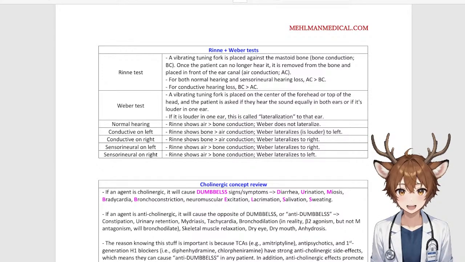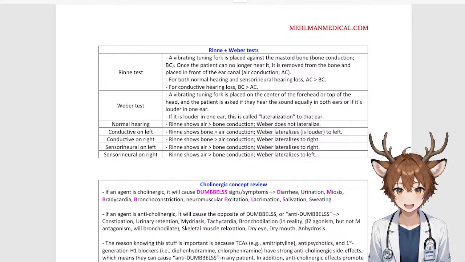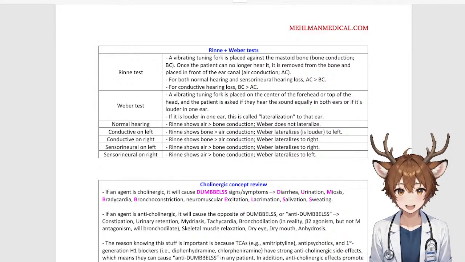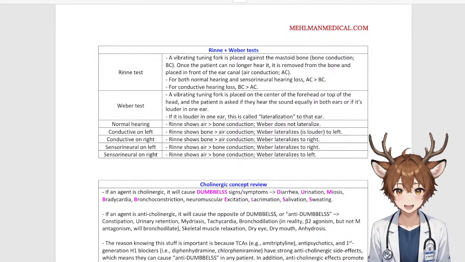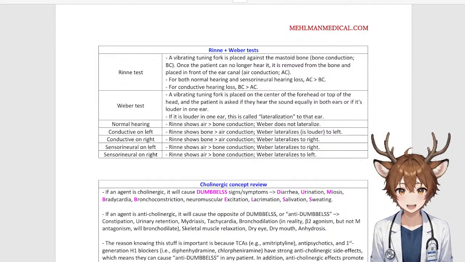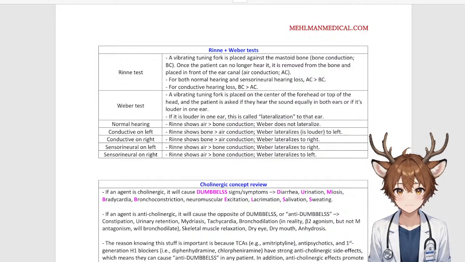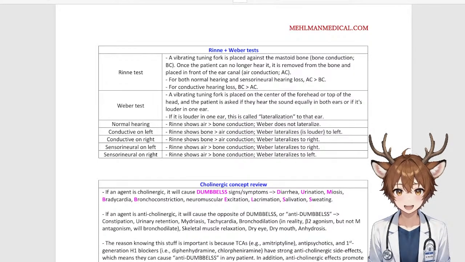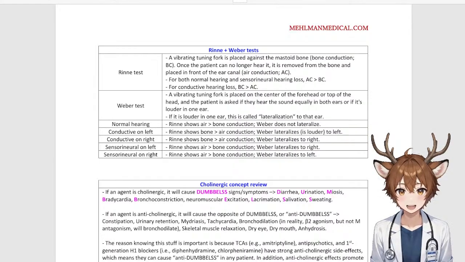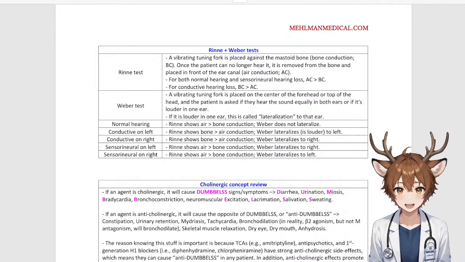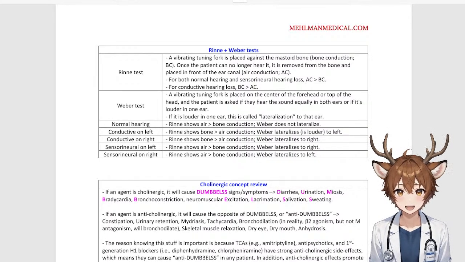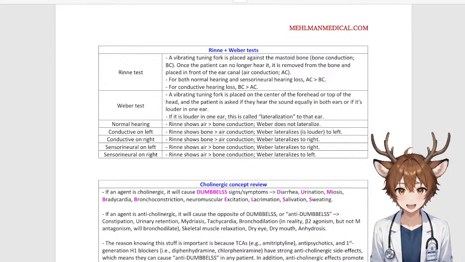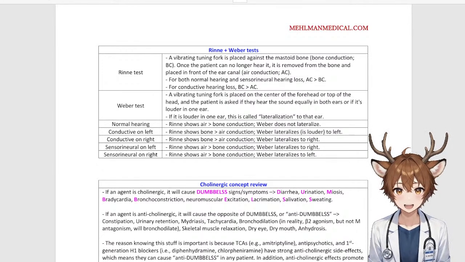Rinne plus Weber tests. Rinne test: a vibrating tuning fork is placed against the mastoid bone, bone conduction, BC. Once the patient can no longer hear it, it is removed from the bone and placed in front of the ear canal, air conduction, AC. For both normal hearing and sensorineural hearing loss, the AC should be greater than the BC. But for conductive hearing loss, BC will be greater than AC. So if you ever have BC greater than AC, it's probably a conductive hearing loss. But if AC is better than BC, it might be normal, but it doesn't rule out sensorineural.